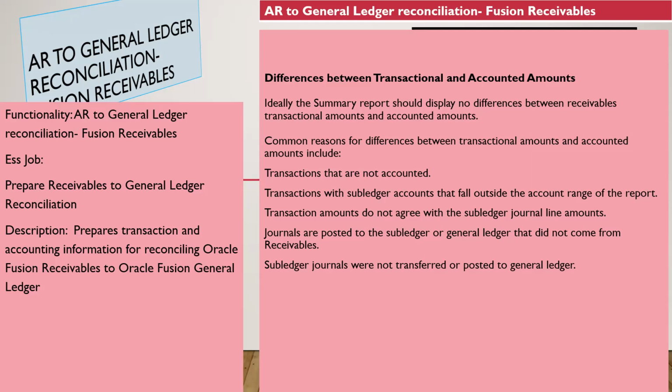It means that not accounted. And transactions with subledger accounts that fall outside the account range of the report, and transaction amounts do not agree with the subledger journal line amounts. Journals are posted to subledger or general ledger that did not come from the receivables.